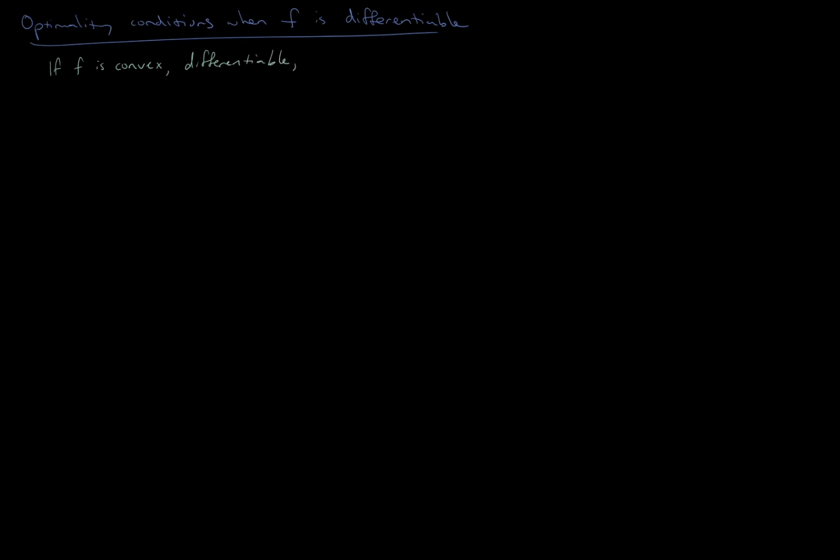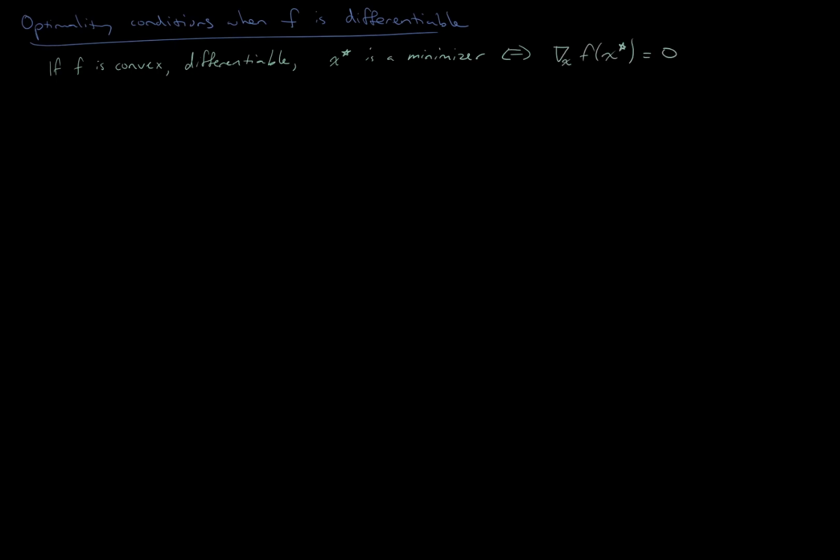But this raises the question of, how do we know when we've found a local minimum? Here we're going to provide an answer to this when f is differentiable. Later on in the course, we'll talk about what happens when f is not differentiable. But for now, we're going to assume that f is convex and differentiable. As I mentioned previously, in this case, it's equivalent to say that x star is a minimizer, or that the gradient of f evaluated at x star is equal to 0.